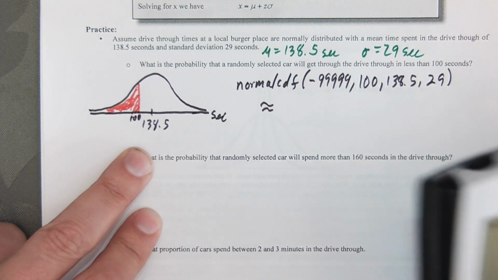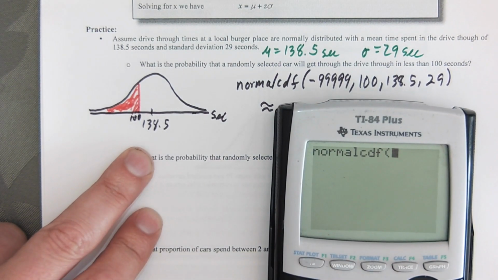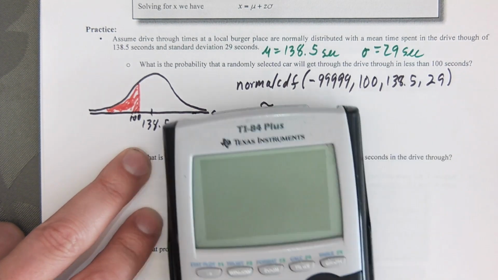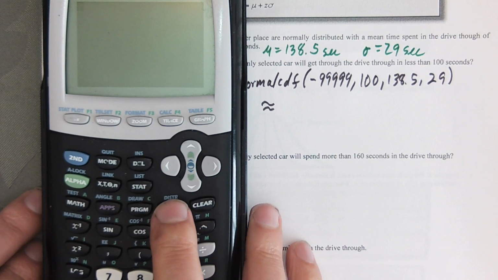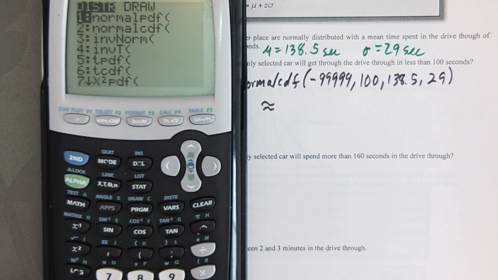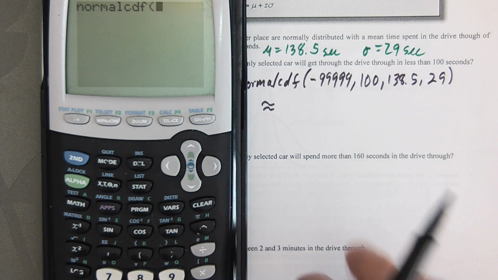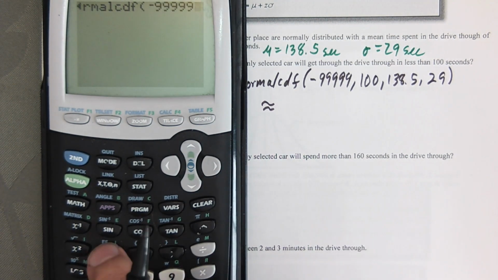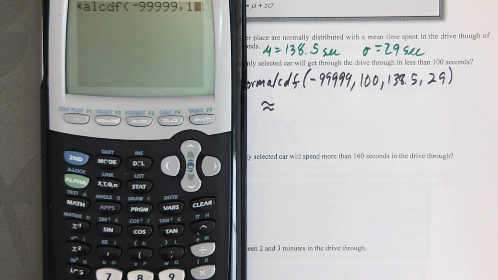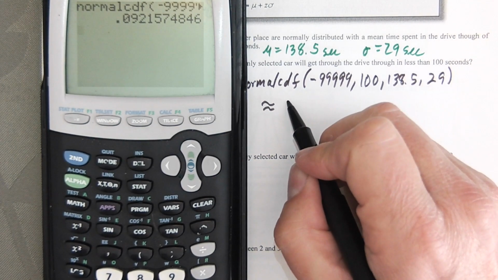And once again, I'm going to let my calculator do the heavy lifting here. Normal CDF, here, let me show you again where that comes from. Go to distribution. Let's go over here. So second distribution, my normal CDF. And again, it's lower bound, which in this case is negative 99999, doesn't matter how many, up to 100, with my mean 138.5, and a standard deviation of 29. And the calculator does all the heavy lifting for me.